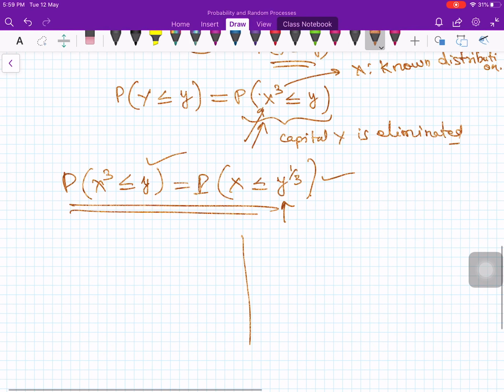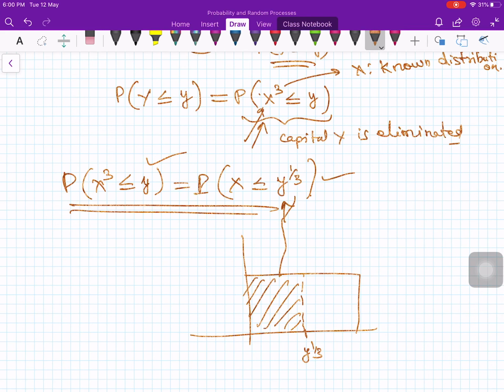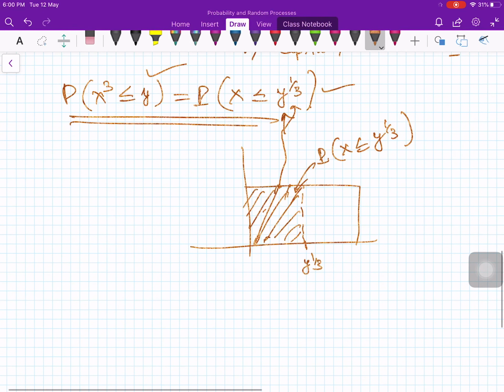So the density function is as follows. Let's say this point is y to the 1/3, and this event is going to be this event, this area. Okay, so this area is going to be that event. Therefore this shaded area denotes the probability of x less than or equal to y to the 1/3. Okay, so now what is the area under this uniform distribution? So P of x less than or equal to y to the 1/3. This is the area of the shaded part.